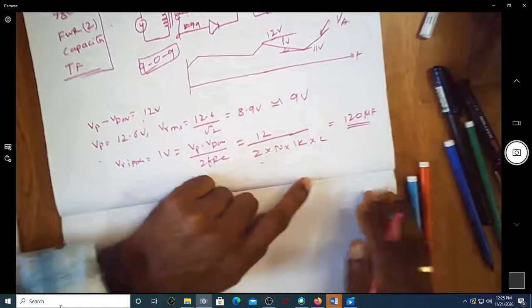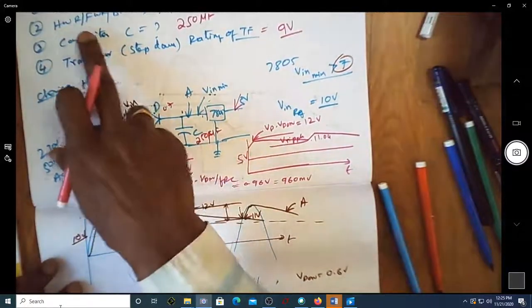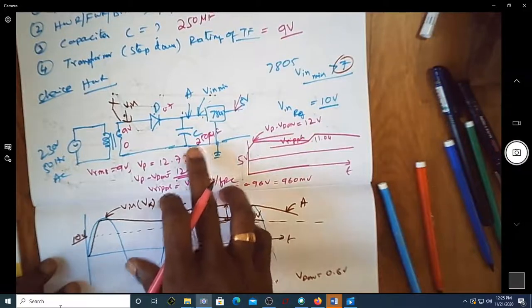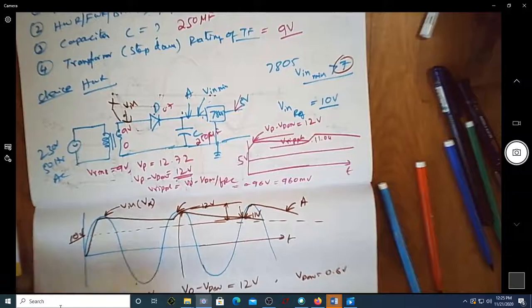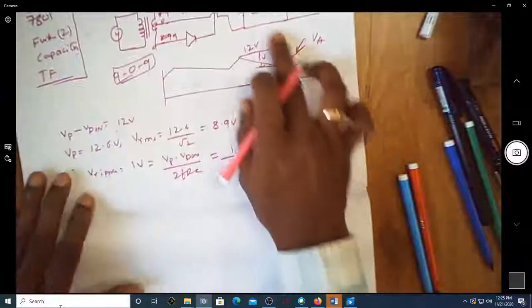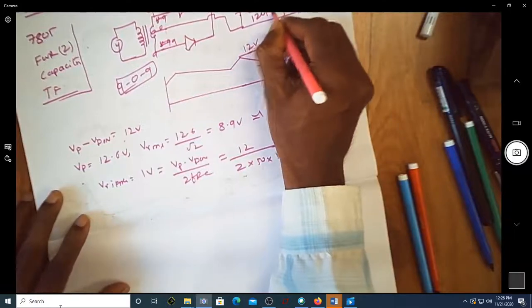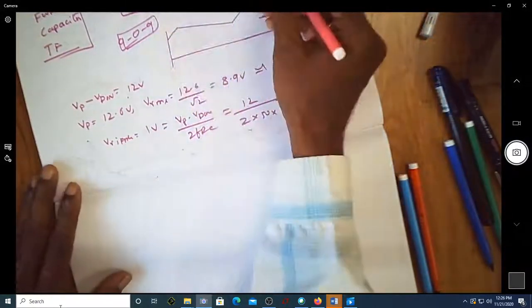This is a major difference. The amount of capacitance that is required here in case of full wave rectifier is exactly half of what is required for half wave rectifier. For half wave rectifier, you need a capacitance of 240 microfarad, but here you can do it with only 120 microfarad. So let us have it as 120 microfarad now. So if it is 120 microfarad and if it is a 9-0-9 transformer, it certainly works.